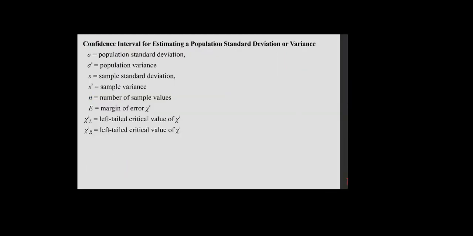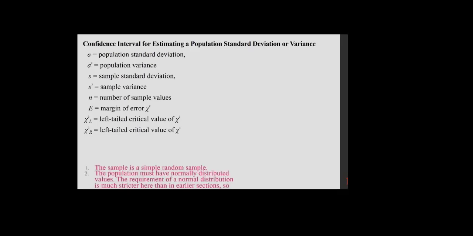We want to come up with the confidence interval for estimating a population standard deviation or variance. And remember, you calculate it for variance, you take a root, becomes standard deviation. It's that simple. First, notation, we don't want to make a mistake. Sigma is the population standard deviation. Sigma squared is the population variance. S, sample standard deviation, S squared, sample variance, N, number of sample values or data, E is the margin of error, chi-squared. Chi-squared of the left, chi-squared of the right.